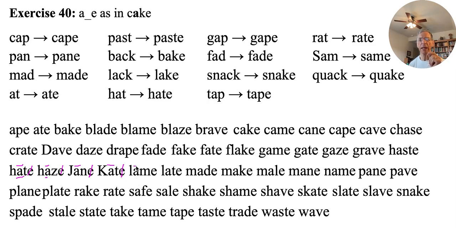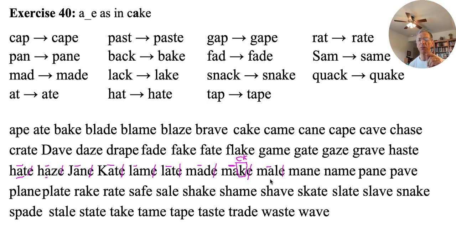Then we have lame, the lame man. Late, don't be late for school. Made, I made the bed this morning. Make good decisions. And notice, remember, the K, when it's by itself, the vowel in front of it is always going to be long. If you want it to be short, you have to write, you remember CK? That was a rule we learned a long time ago.